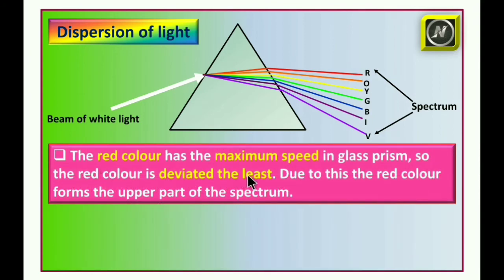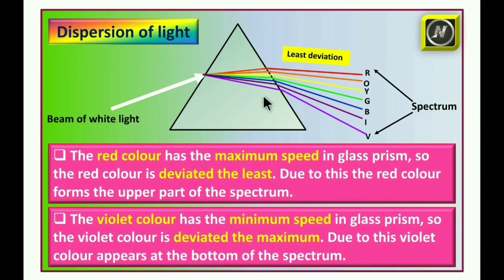The red color has the maximum speed. That's why it deviates very little. As the speed is very high, refraction is less. That's why it deviates the least. That means in a glass prism, red color deviates the least. Due to this, the red color forms the upper part of the spectrum. It deviates very little, that's why it forms the upper part of the spectrum. So this is the least deviation. Red color undergoes least deviation.